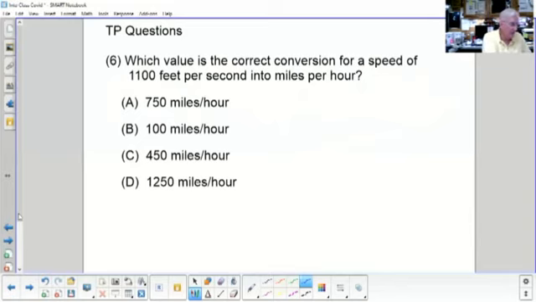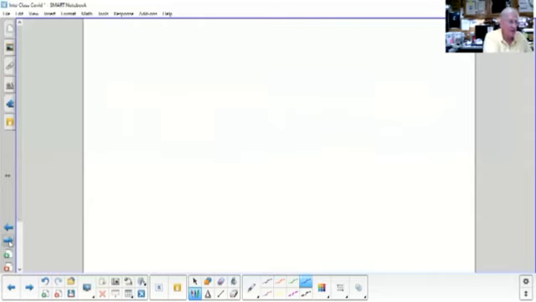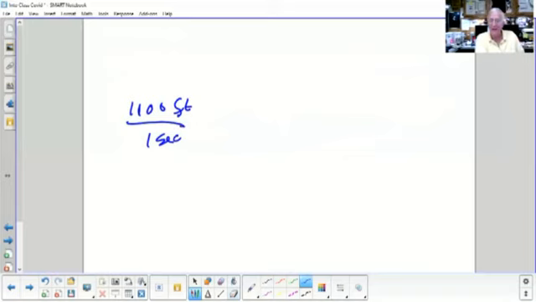Well, again, I'm going to come up with a blank screen. I'm going to start out with what I have. So it's 1,100 feet per every 1 second. How fast would you be going in miles per hour? To change this, I have to tackle the unit change in each of the various units. So I have to convert the 1,100 feet into miles, and I have to convert the seconds into hours.